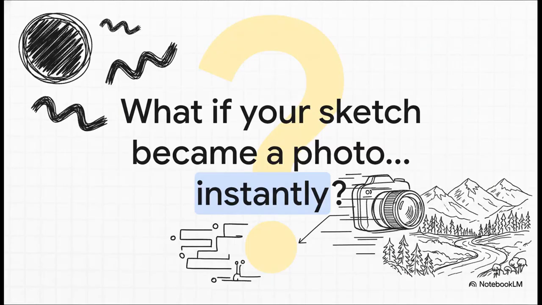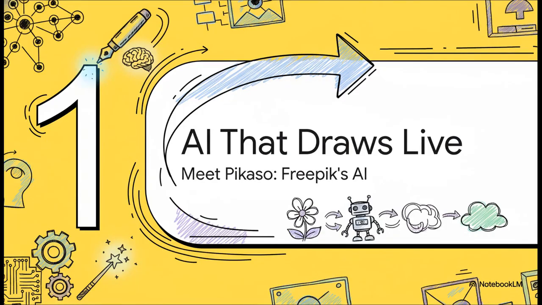Think about this for a second. You draw a clumsy circle and a couple of squiggly lines on your screen, and before you can even lift your finger off the mouse, it morphs into a photorealistic image. Now that sounds like science fiction, but it's not. It's the core promise of what Freepik's new AI can do. So, what's the magic behind this? Well, it's a tool called Picasso. And this is Freepik's big, standout feature. It's built from the ground up to create images in real time, literally as you draw. So how on earth does it work?